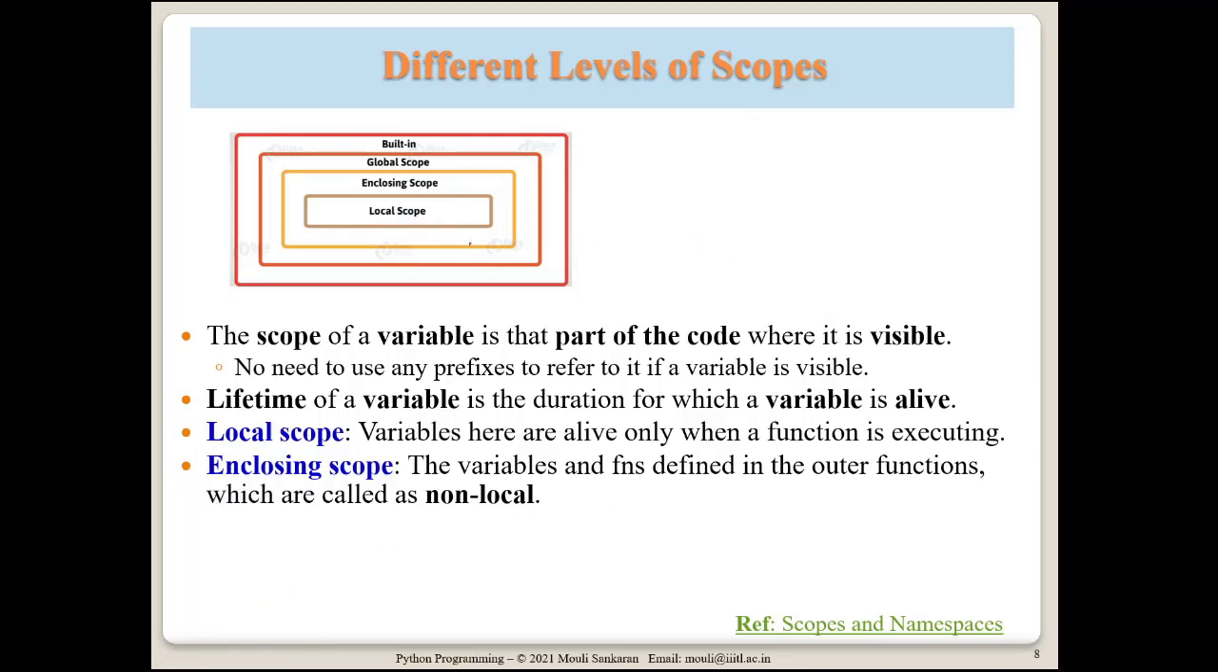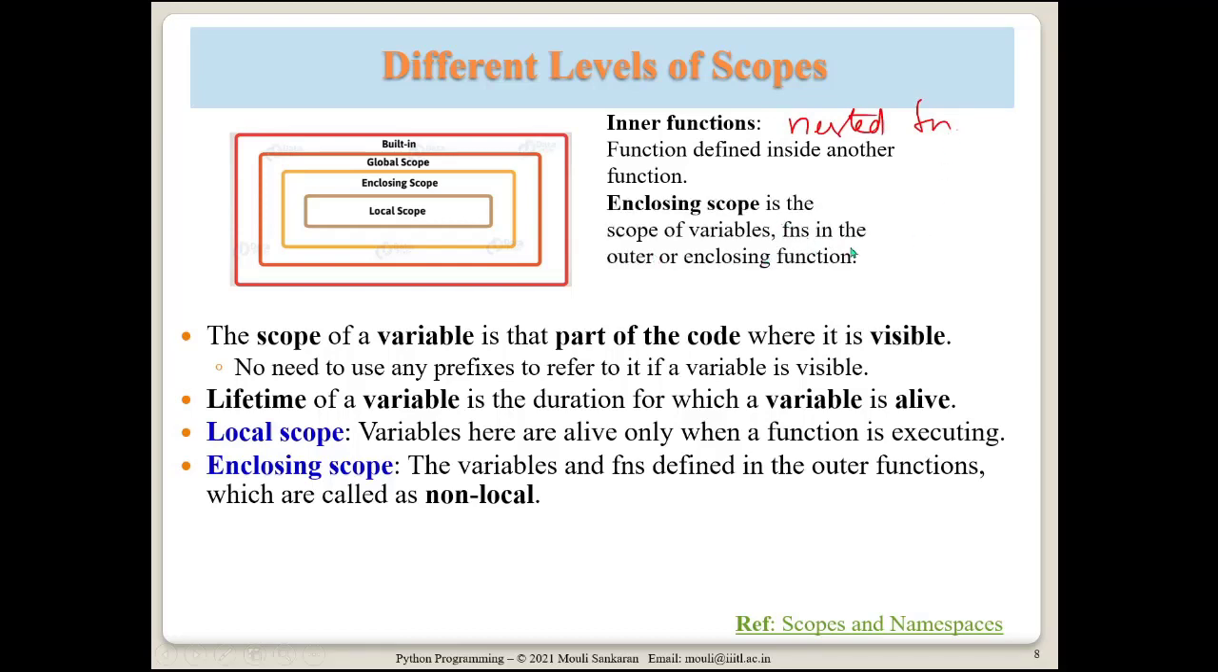So this enclosing scope may be there, may not be there. If you do not have an inner function, then this is not there. So directly you will come from local scope to global scope. If there is an inner function, then you have an enclosing scope. And built-in is the outermost one. All the print and length functions fall under built-in scope. The variables and functions defined in the outer functions are called non-local. A function defined inside another function is called an inner function or nested function.